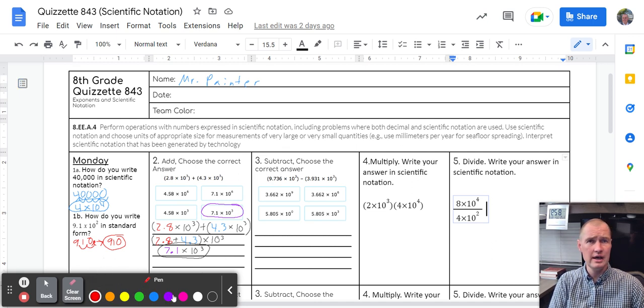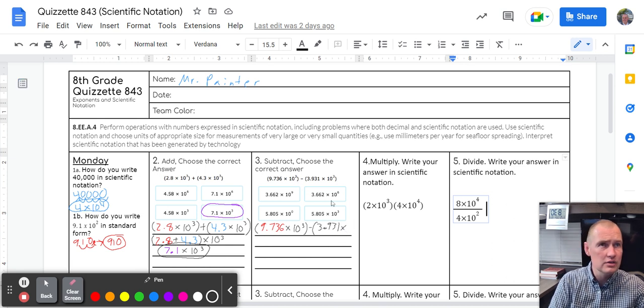All right, let's go ahead and start with this one. So we're going to subtract. First step is I'm going to just go ahead and copy down the problem. 9.736 times 10 to the third power, subtract 3.931, times 10 to the third power.